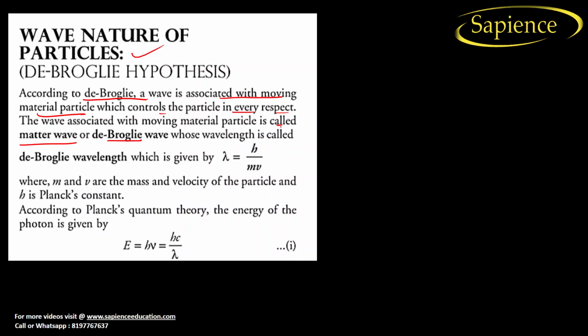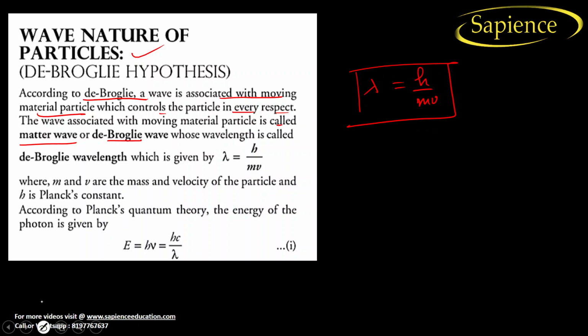matter wave, what we need to understand is that the matter wave has a relation, that is lambda is equal to h by mv. This is called the de Broglie wavelength, where m and v are the mass as well as velocity of the particle and h is the Planck constant.